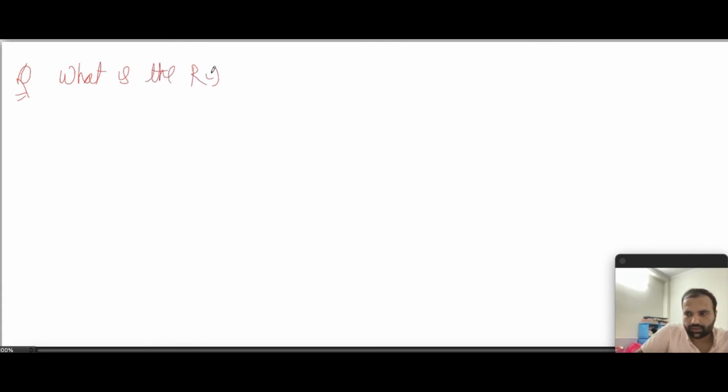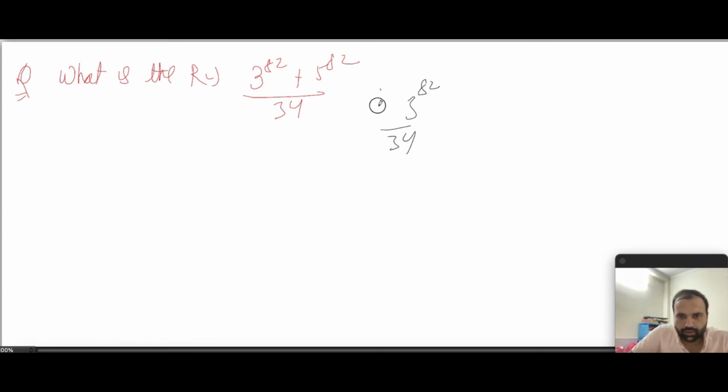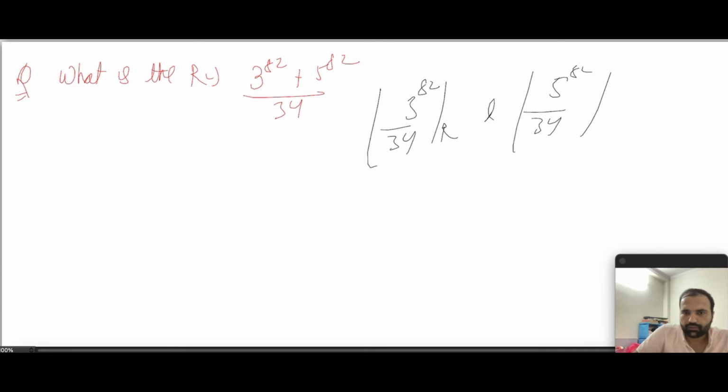What is the remainder in 3^82 plus 5^82 divided by 34? Okay, so let's do it again, simple. There are two ways we can do it: 3^82 by 34 and 5^82 by 34.